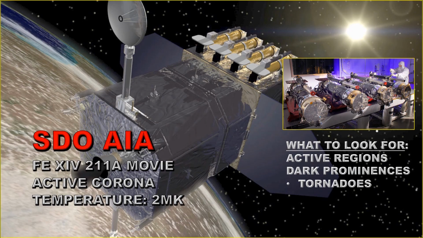Higher again in the corona, we look at the active corona using the iron 14 line at 111 angstroms. Here you see active regions, and on the limb you can often see dark areas, which are sometimes called tornadoes because they twist around. These are, again, prominences seen in absorption in this particular channel.